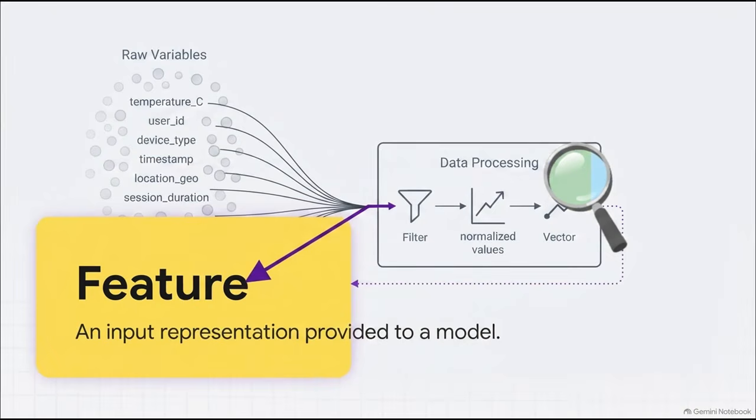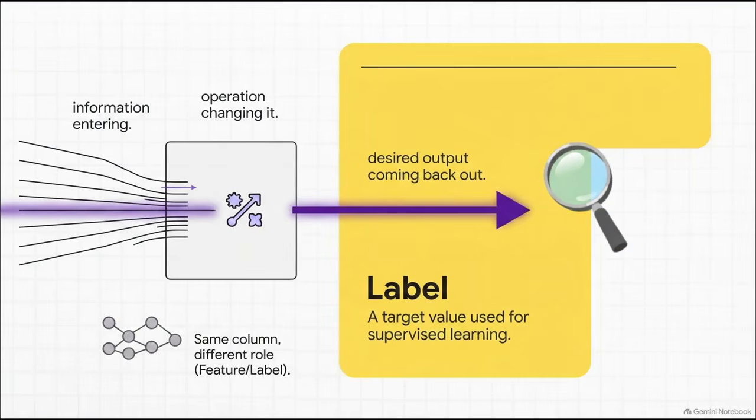But here's the catch. A variable doesn't just automatically get used by an algorithm. And that brings us to the feature. A feature is an input representation that's provided to a model. You see, you can't just throw a bunch of raw variables at a machine learning algorithm and hope it figures it out. Instead, you have to construct and supply specific inputs in a format that the model can actually process and learn from. Essentially, a feature is just a variable that's been carefully selected and given a very specific job in your analysis.